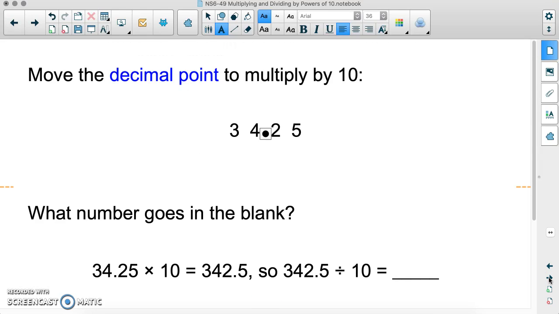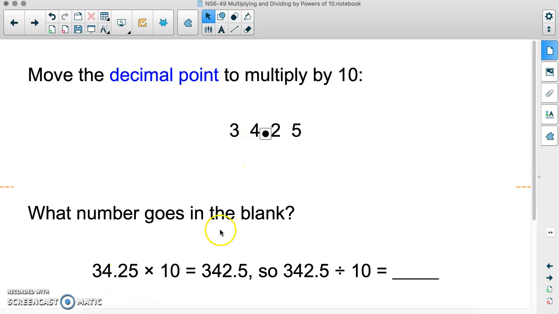So we learned yesterday that we move the decimal point to multiply by 10. So we move the decimal point always one place to the right when we multiply by 10. So if I have 34.25 times 10, I'm going to move this decimal point one place to the right, and I'm going to end up with 342.5. Okay, so I've moved it one place to the right if you saw me do that.